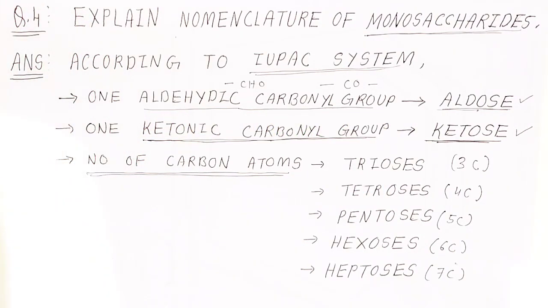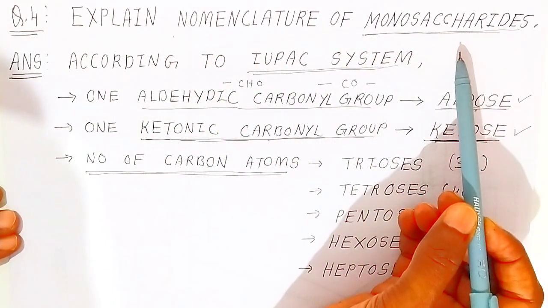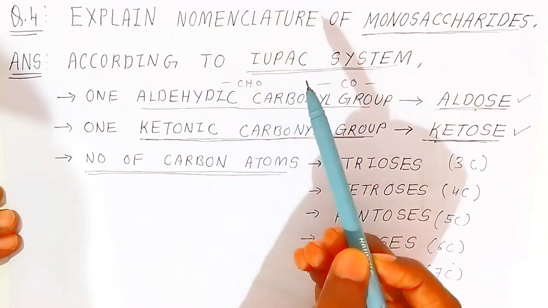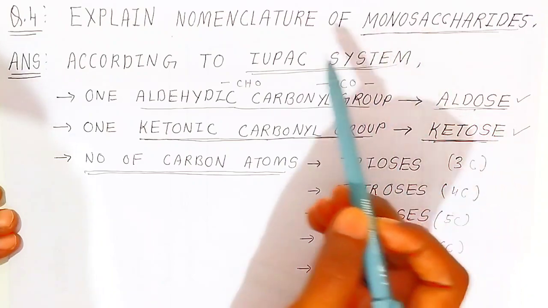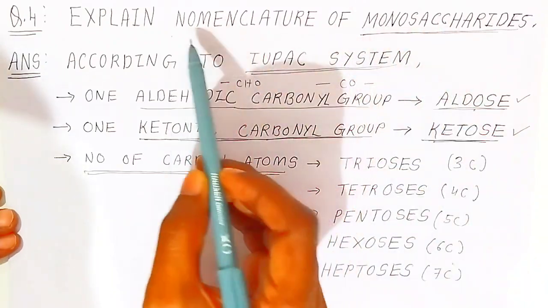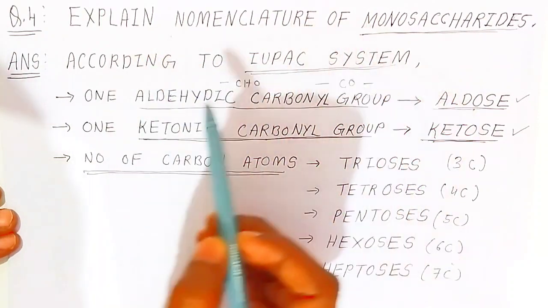In this video, students, we are going to see question 4. In question 4 it is written: explain the nomenclature of monosaccharide. In the last video we saw what carbohydrates are. In this video we are going to see the nomenclature of monosaccharides, how we are going to name the monosaccharides. Nomenclature means we are going to name the monosaccharide.